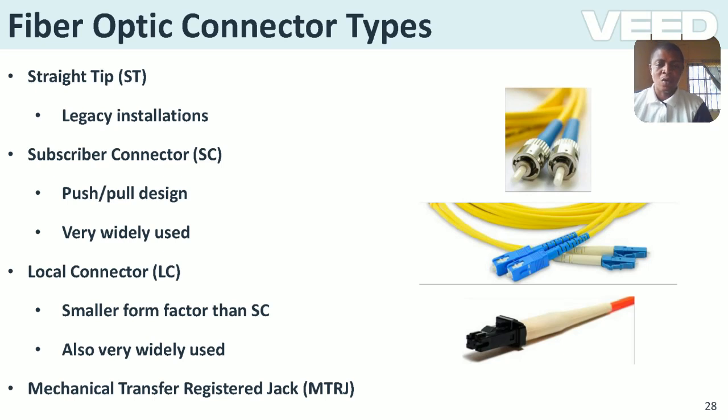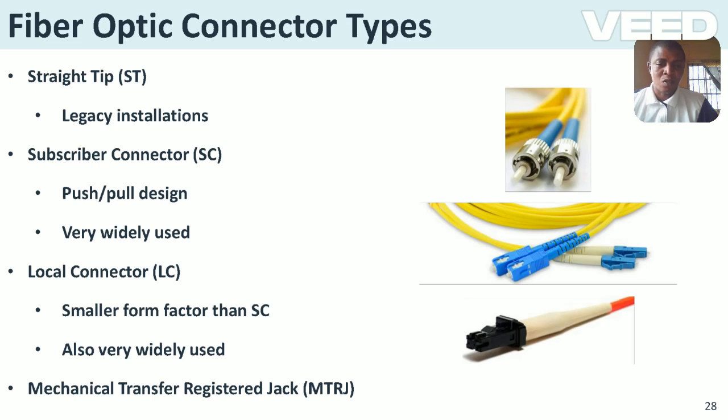And we have the local connector, which is LC. It has a smaller form factor than the subscriber connector, and it is very widely used as well. The last one is the mechanical transfer registered jack. As you can see in the pictures below, it looks like an RJ45, but it is not. It has its own way of connecting to its port. The pictures are displayed below.